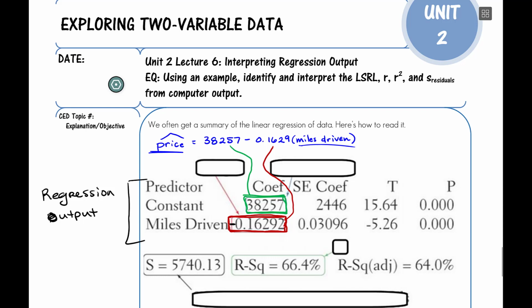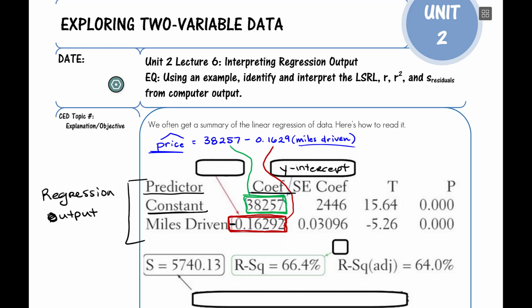How can we read this? Well, we have two things that are going to be used to make a prediction. One of them is a constant, or a y-intercept, and then the other is the explanatory variable. For the constant, we look at the coefficient of that constant, and the coefficient of that constant is 38257. That's our y-intercept. Assuming we have no miles driven, the price of a truck is predicted to be $38,257, which means this first space is going to be your y-intercept every single time. The intersection between the coefficient and constant will always be your y-intercept.